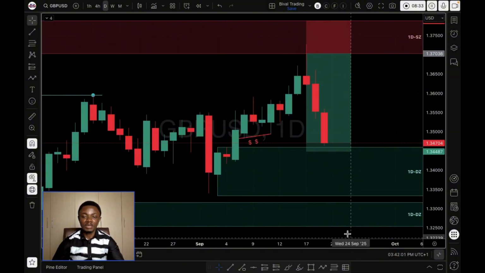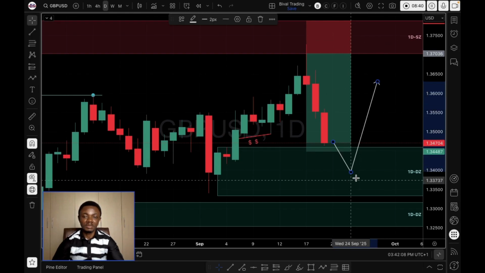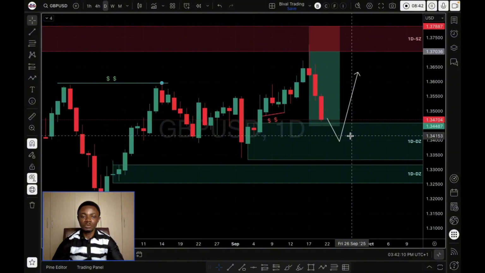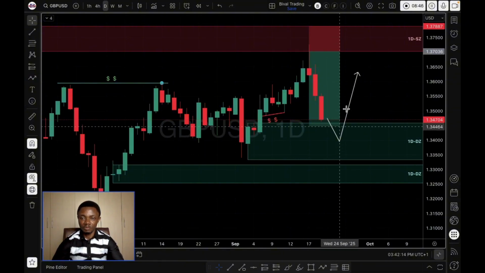So as price opens next week, I will look forward to long from this demand zone. Okay, I look forward to long from this demand zone. But if you are not comfortable to long from here, you can go down to a lower time frame like 4 hours time frame. Wait for confirmation before you long.